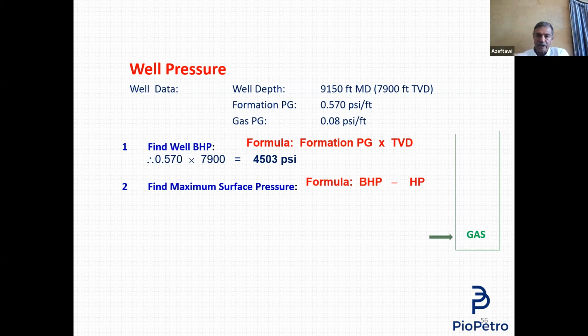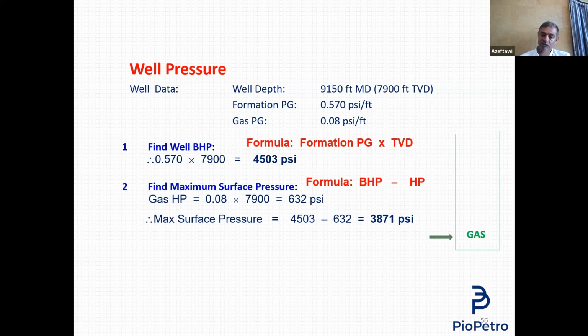In our example, we already calculated bottom hole pressure. Do we have a hydrostatic head pressure? Of course I have. I have the data. I have the gas pressure gradient multiplied by TVD. This will give you the hydrostatic head pressure of the gas, which is in our example 632. Deduct this amount from the bottom hole pressure. This will give you the maximum expected surface pressure, which in our case is 3,871.